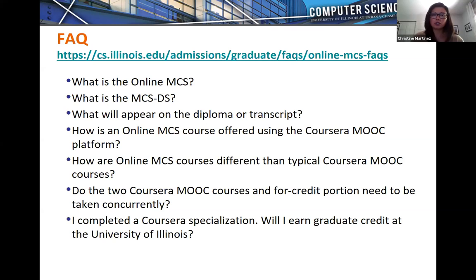Okay. The next question is, what is the MCS-DS? So the MCS-DS is the Master of Computer Science in Data Science. It's the same MCS degree, but it's a selection of courses that satisfy the MCS degree, but do so focusing on data science. And so if you get an MCS-DS, you're establishing yourself not only as a professional in computer science, but also a professional in data science.